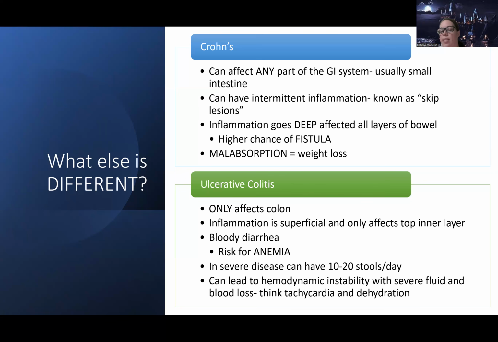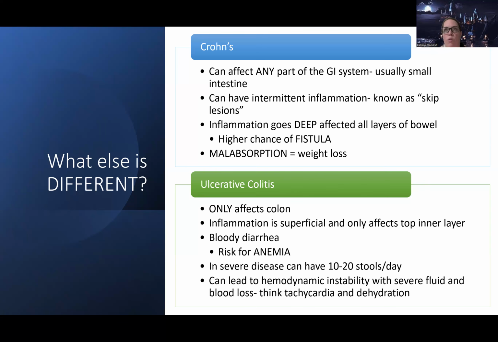The other thing that's different with ulcerative colitis is that they have bloody diarrhea. You have to think about if there's inflammation of that superficial or mucosal layer, they're going to be at higher risk for bleeding because there's a lot of blood vessels on that layer. And as a result of this, they're also going to be at risk for anemia because of the loss of blood, because these people are not just having a bowel movement or two or occasional bloody diarrhea. They can have up to 10 to 20 stools per day.